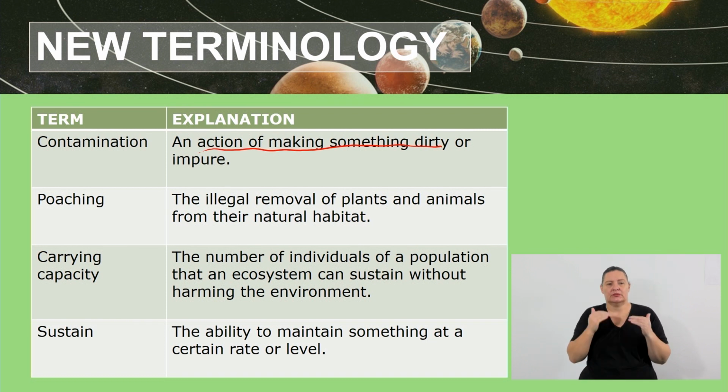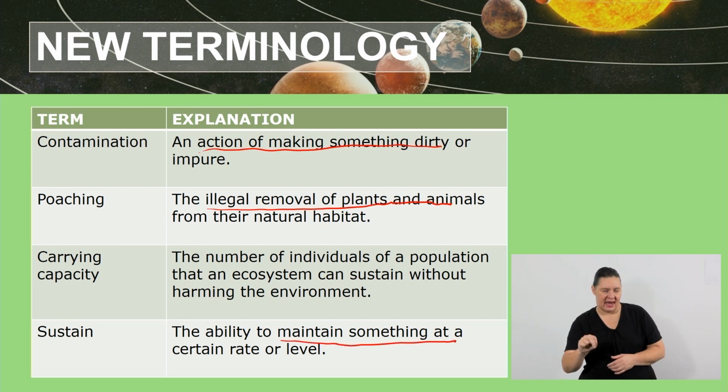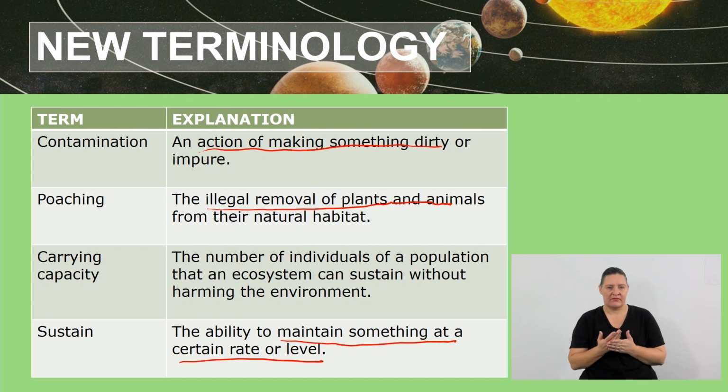Our next term is poaching. Poaching refers to the illegal removal of plants and animals from their natural habitat. Then we have carrying capacity, which is the number of individuals of a population that an ecosystem can sustain without harming the environment. And our last term is sustain. Sustain is the ability to maintain something at a certain rate or level. So when you are maintaining or balancing something at a certain rate or level, that is referred to as sustaining.